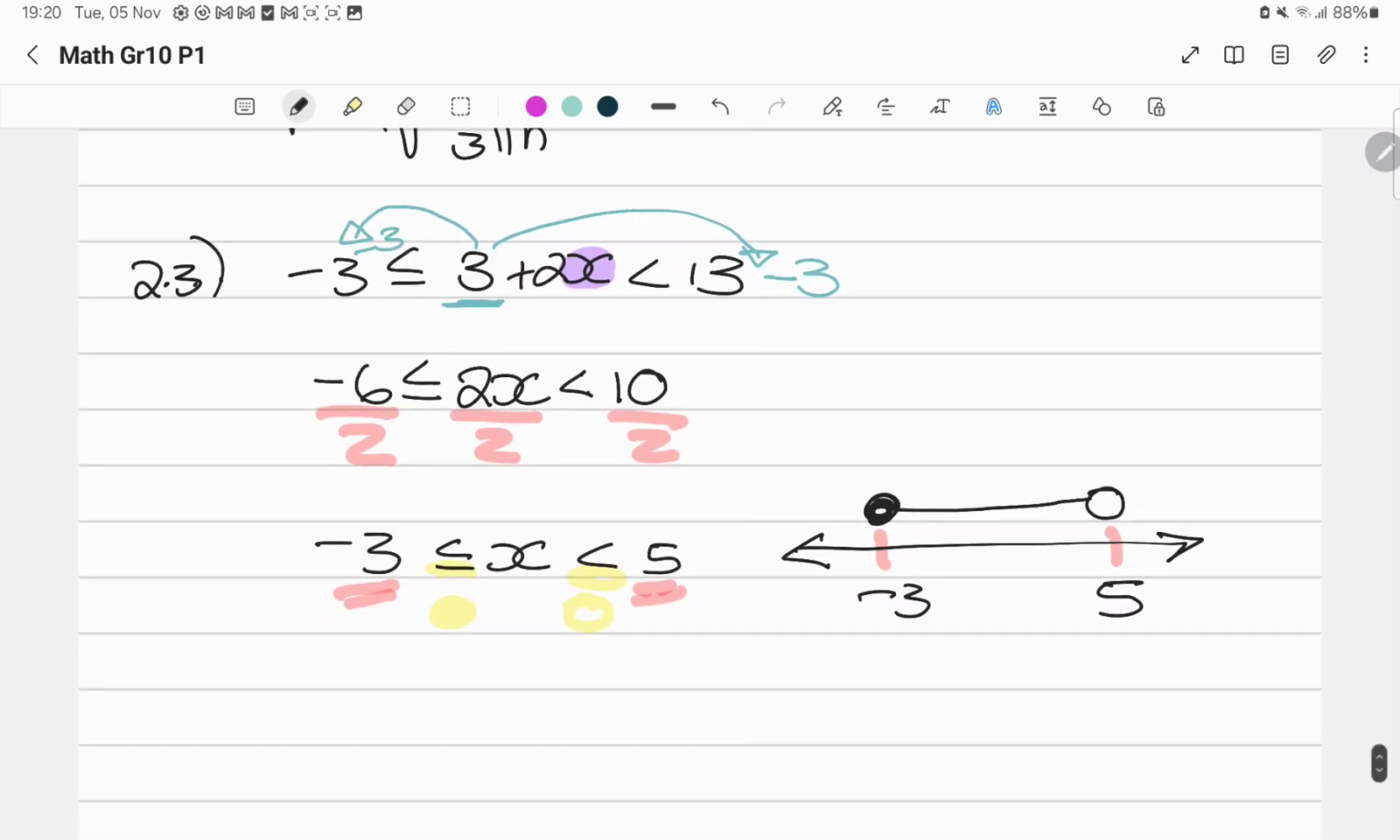Alright, so this is what happens when x is in the middle. Just remember that if you had to divide with a negative, your inequality sign flips around. But I did explain this better in the previous inequality video. But important, if your x is in the middle, you have to take everything over to the left and the right hand side.